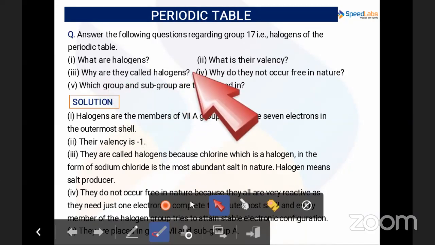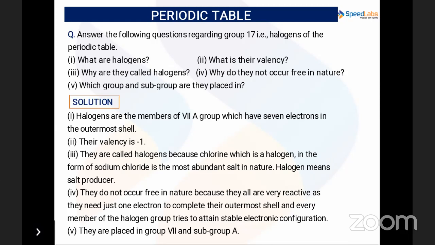Chlorine is a halogen: it reacts to produce the salt called sodium chloride. Similarly, other halogens like bromine and iodine also form salts. So these are salt-forming elements, and halogen means salt producer. Group 17 elements are called halogens because halogen is a Greek word which means salt producing. Halogens include fluorine, chlorine, bromine, iodine, and astatine. They all are non-metals.